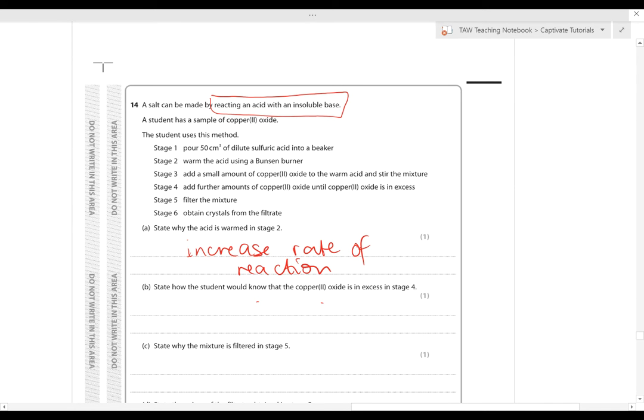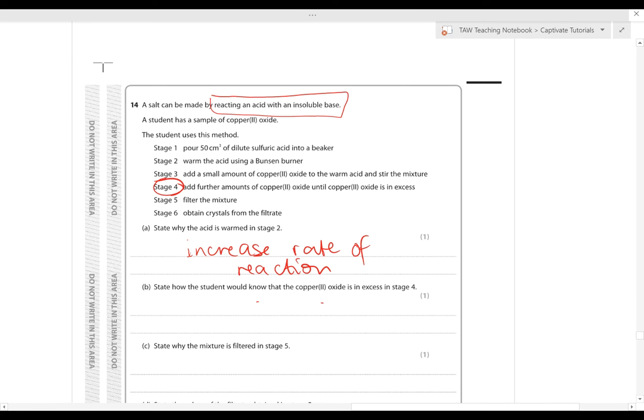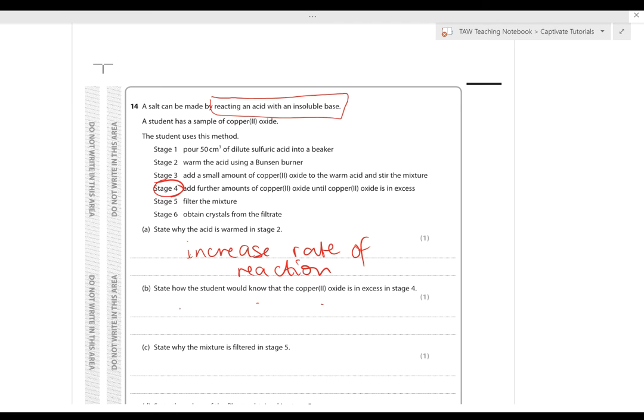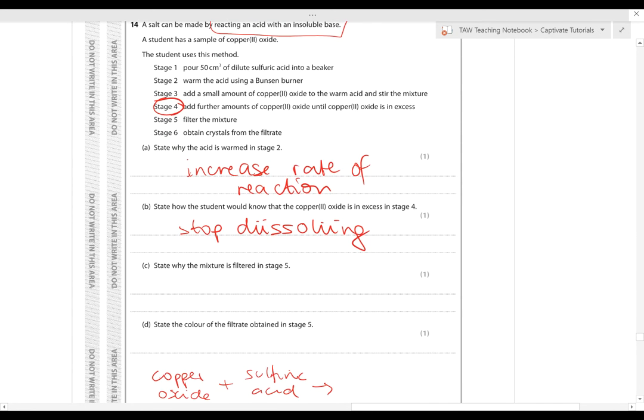How do we know when the copper oxide is in excess in stage 4? So this is stage 4. Well, up until that point, the copper oxide will, in fact, dissolve into the sulfuric acid. But once it's in excess, the copper oxide will stop dissolving, or we'll be left with a residue of copper oxide. And that helps us with our answer to C.